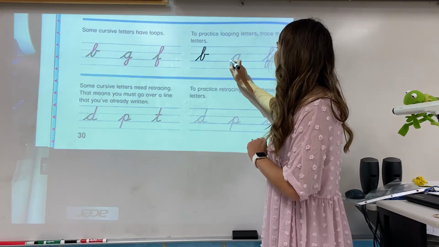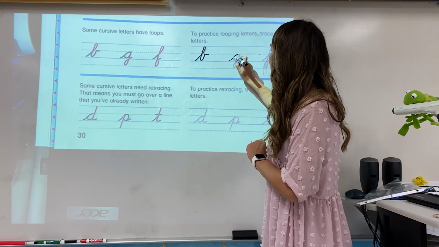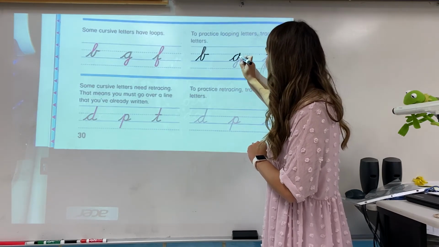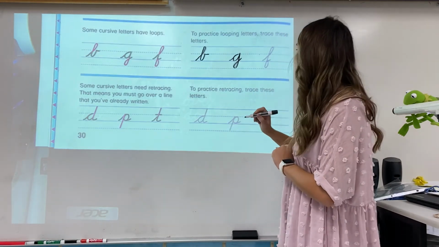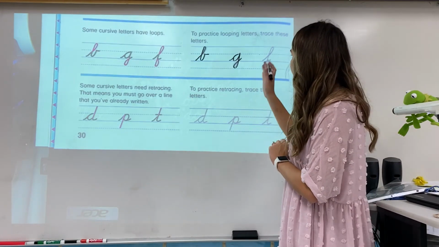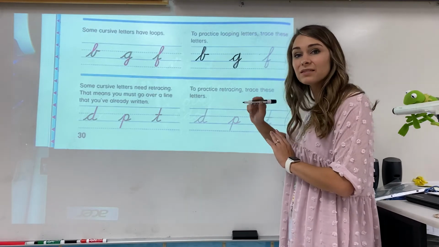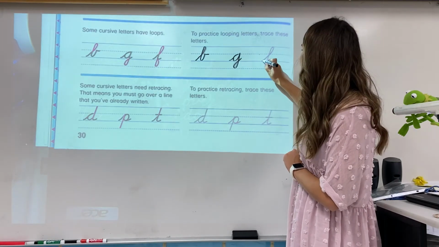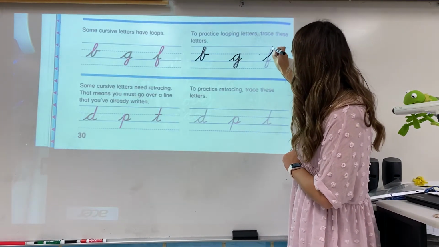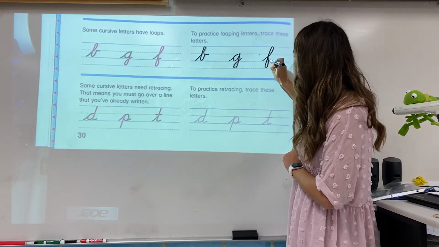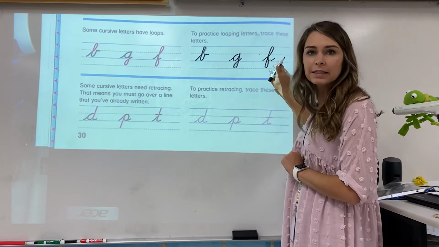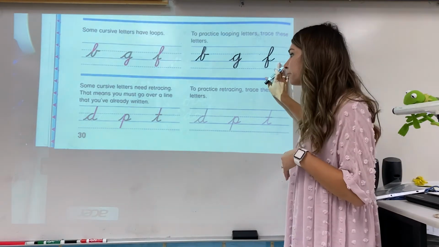Here I'm going to do my overhill of my G. I'm going to loop beneath because G is a descending letter. And F has an uphill loop and it's got a little descending loop as well. So I'm going to start by going uphill. Go all the way down below that line. I'm going to loop back up and then curve out for my connecting letter that would come behind it.